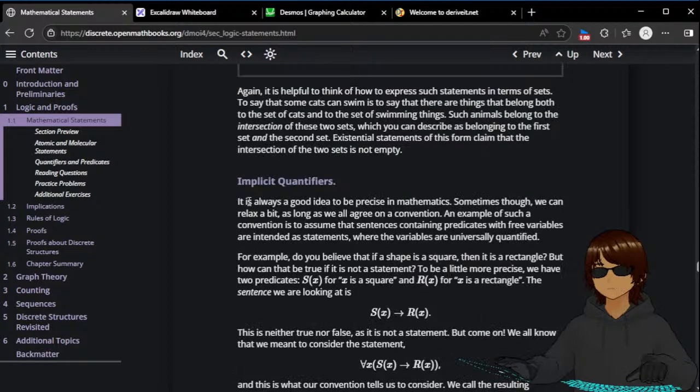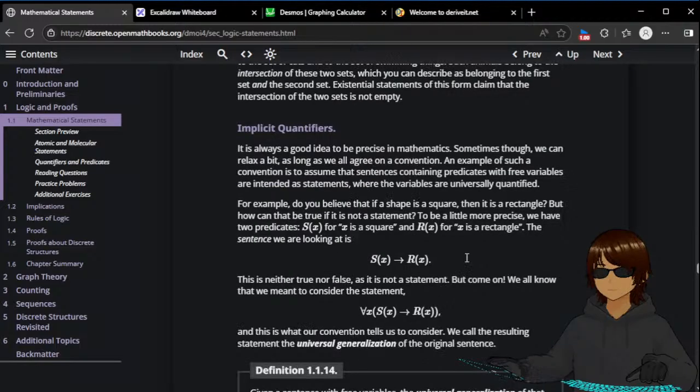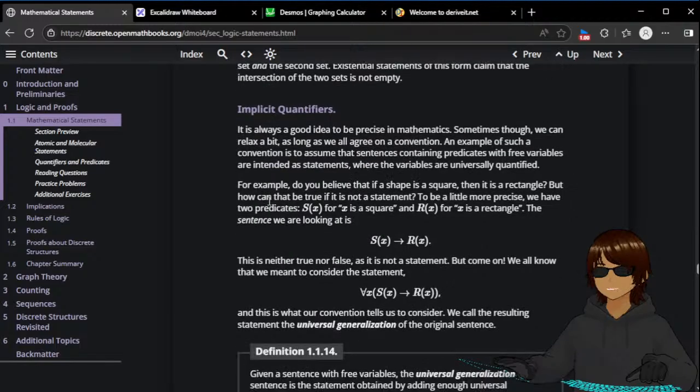It is always a good idea to be precise in mathematics. Sometimes, though, we can relax a bit as long as we all agree on a convention. An example of such a convention is to assume that sentences containing predicates with free variables are intended as statements where the variables are universally quantified. For example, you believe if a shape is a square, then it is a rectangle. But how can that be true if it is not a statement?